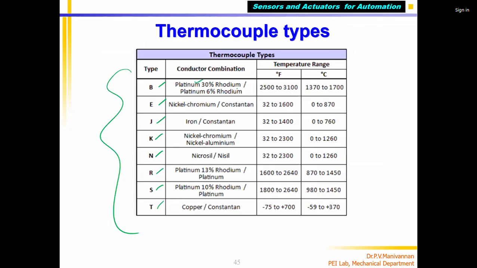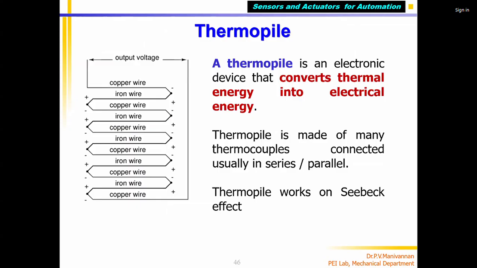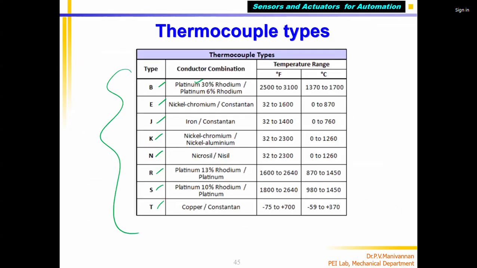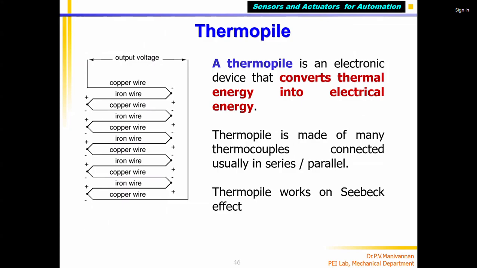One is platinum-rhodium: platinum plus 30% rhodium for one wire, and the other is platinum plus 6% rhodium. It can be used to measure high temperatures. Did we talk about this? We discussed this table, sir. Yes, we discussed all these things. Okay, fine, no issue. So thermocouple, that means sensors are over.